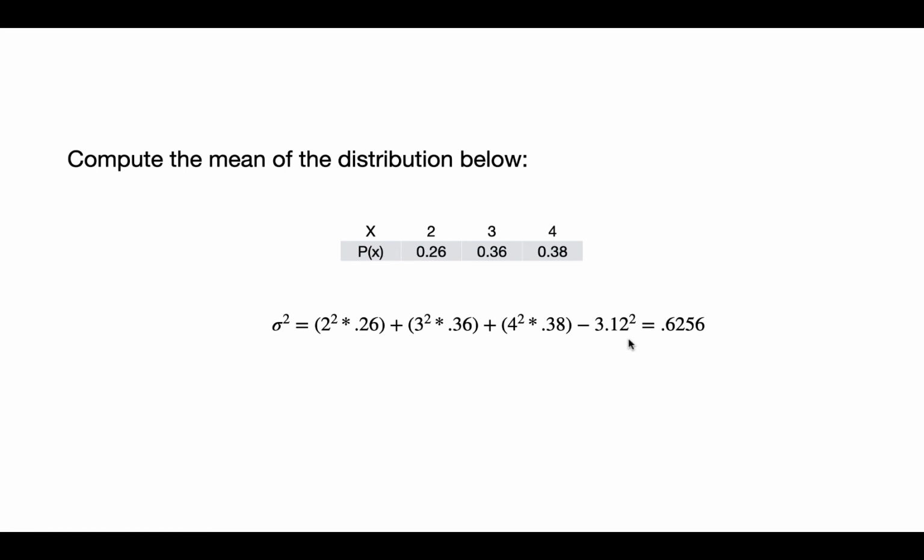Again, I will show you how to use StatCrunch for a larger data set, but this one is manageable. So notice I get 0.6256. Then to get the standard deviation, to linearize the units here, I take the square root of 0.6256, which gives me 0.7909, and this is the standard deviation. So this is probably everything you need to know about a discrete distribution. It's pretty simple.